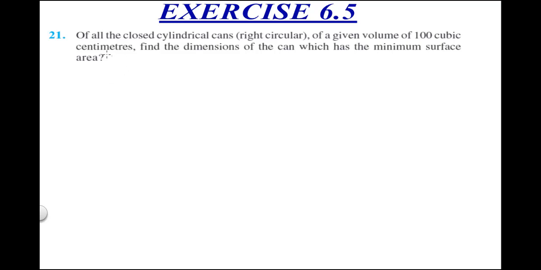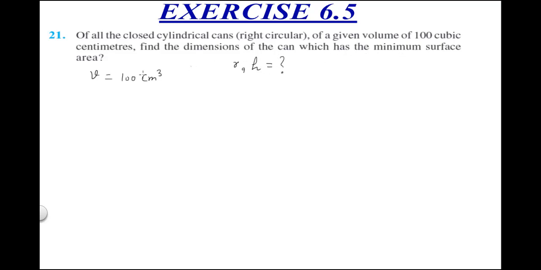In this question it is given, of all the closed cylindrical cans which are in the shape of a right circular cylinder, of a given volume, whatever is given we have to use. So what is the volume given to us? 100 cubic centimeters, right? Now we have to find the dimensions of the can. So what are the dimensions in the cylinder? The radius r and the height h. So these two are the things that we have to calculate.